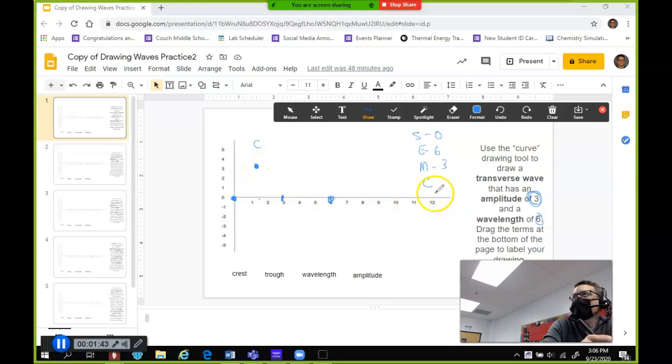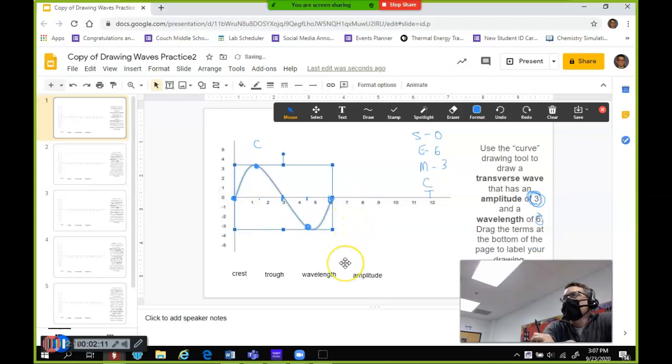And then the 5th point to find is my trough. The trough is going to be halfway between the midpoint and the end, but it's going to be on the downside. And I'm going to go down 3 again because that's what my amplitude is. Once I've got all of these points done, then I can use my graphing tool. I can come up here and use my curve and click and click and click and double click, producing the curve that we need to have.